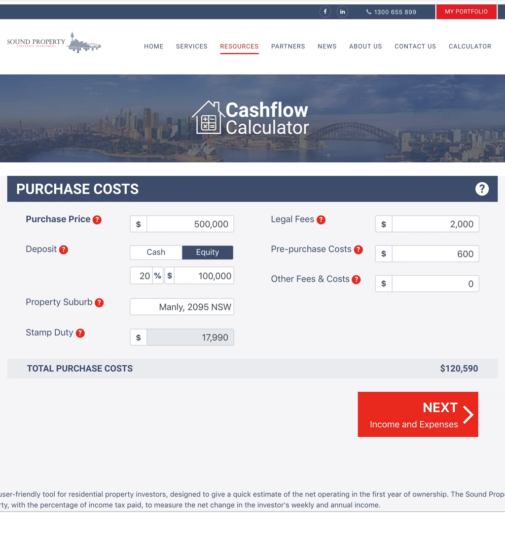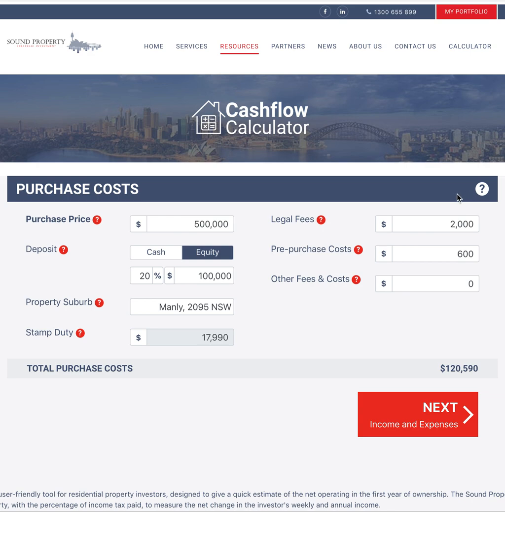It's broken down into 4 simple steps, the first being purchase costs, the second being the income and the expenses of the property, the third being the tax factors that are associated with the property, and the fourth being the cash flow estimates, broken down into weekly and annual amounts.